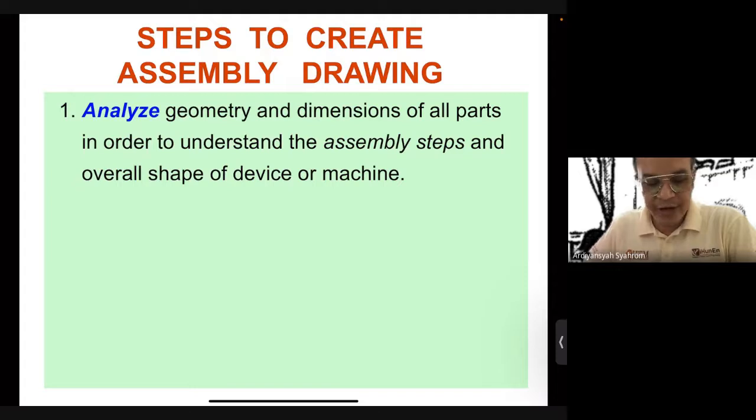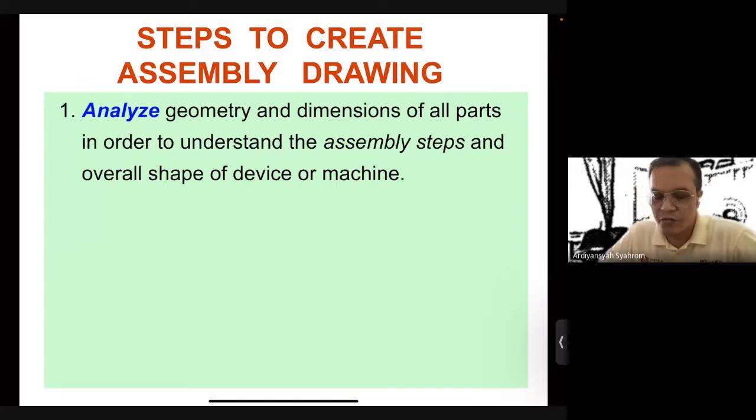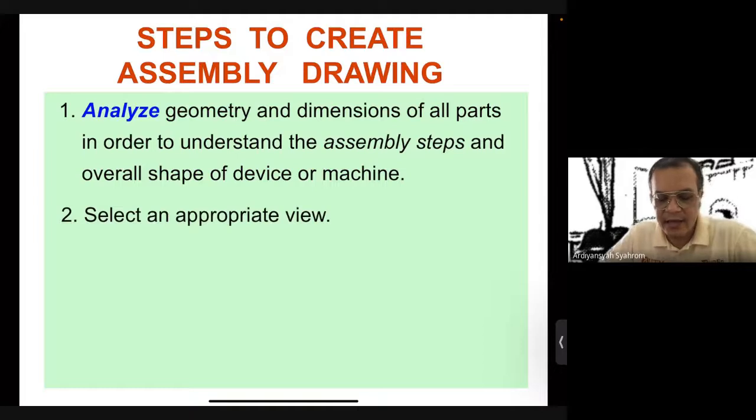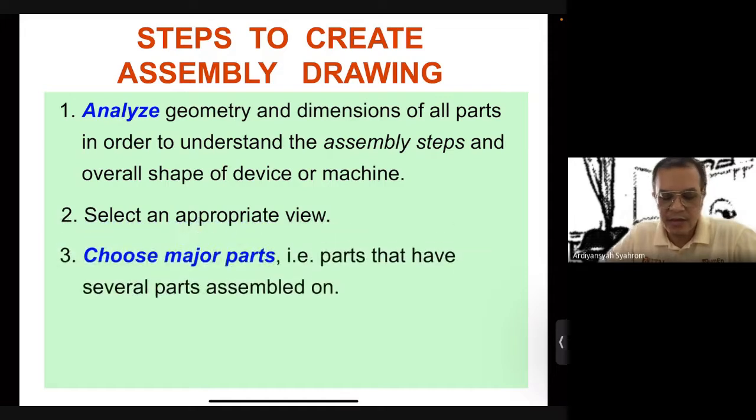Steps to create assembly drawing. First, analyze geometry and dimensions of all parts in order to understand the assemble step and the overall shape of device or machine. Second, select an appropriate view. Third is choose major parts, for example, parts that have several parts assembled on.